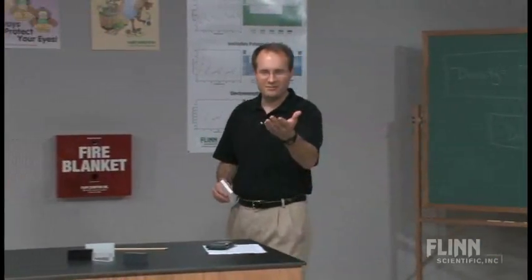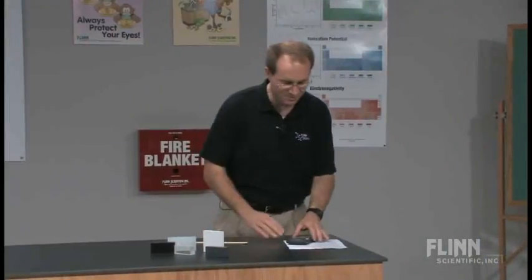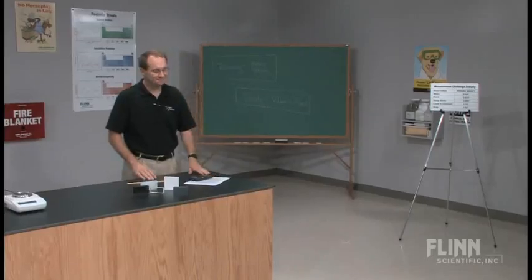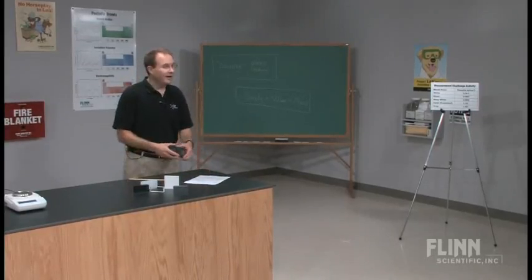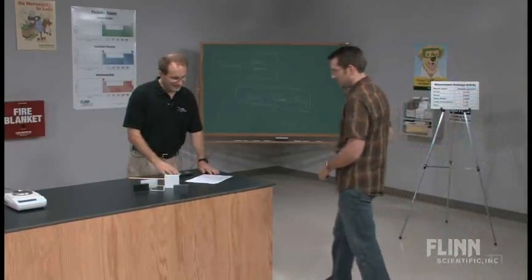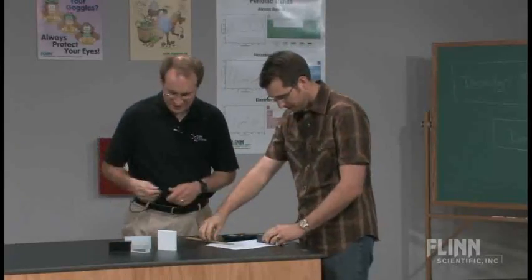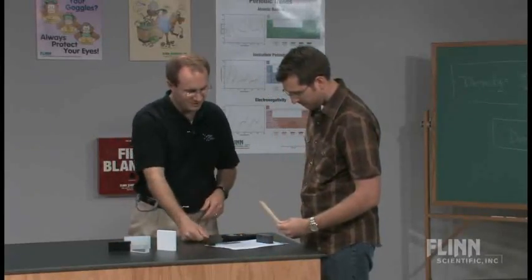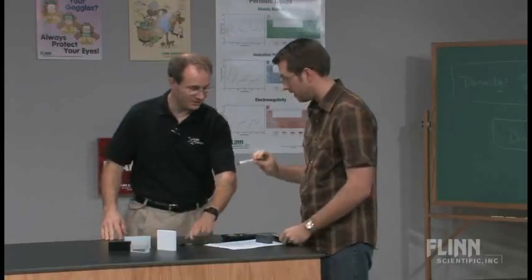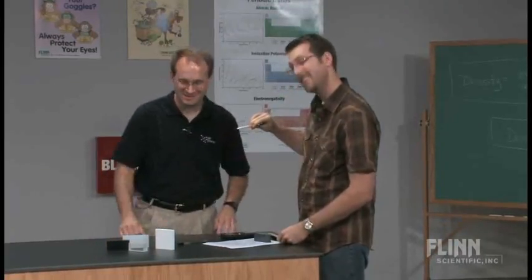So if we could have a volunteer from the audience, please come up. Have a calculator here for you. And I'd like for you to pick one of the blocks. Here's the quality ruler. Okay, I select. And got a pen for you right there. Oh, you have one. All right. Flynn Scientific, yes.